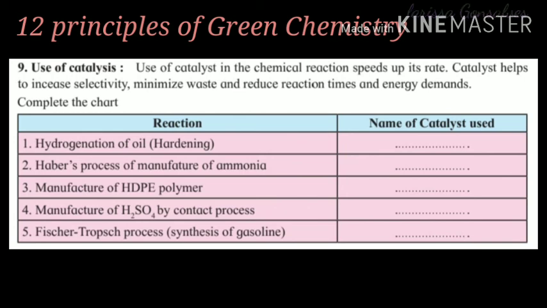Here is a chart which includes a number of reactions, and we need to mention the catalyst used to carry out that particular reaction. First is hydrogenation of oil, and the catalyst used is nickel. Second is Haber's process for manufacture of ammonia. The catalyst used is iron. In the manufacture of HDPE polymer, a catalyst called Ziegler-Natta is used. In the manufacture of sulfuric acid in the contact process, platinum is used as a catalyst. For the synthesis of gasoline, metals are used as catalyst.